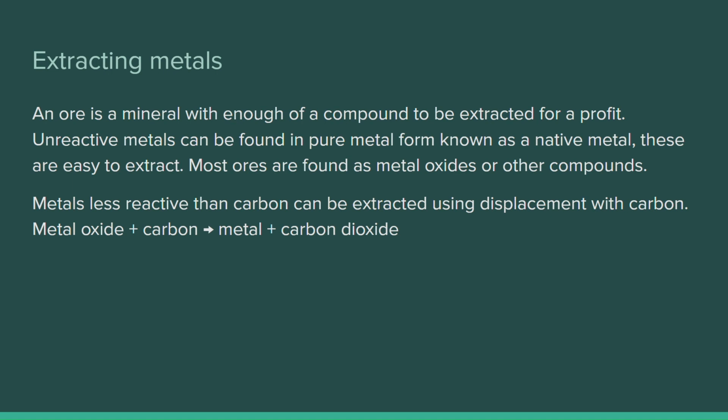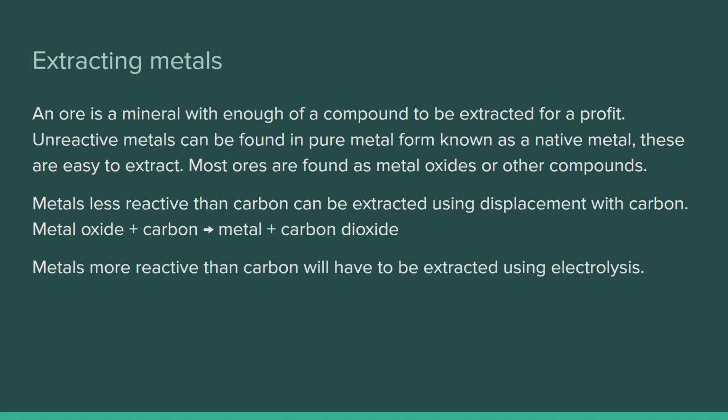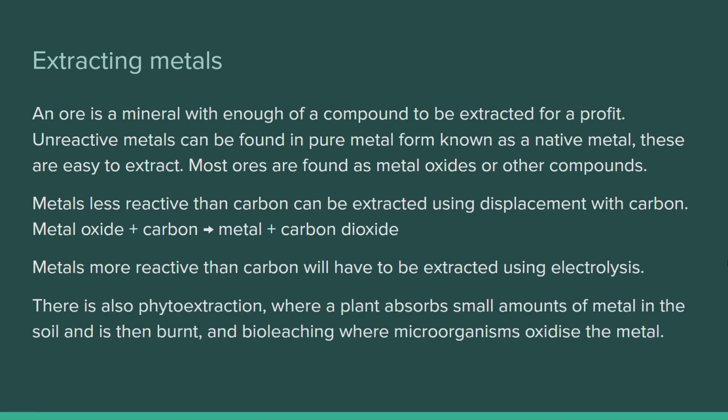Metals less reactive than carbon can be extracted using displacement with carbon. So you get metal oxide and carbon, and you have to heat that up to get the reaction going. And then that's metal plus carbon dioxide. So that's the pure metal over there. Metals more reactive than carbon will have to be extracted using electrolysis.